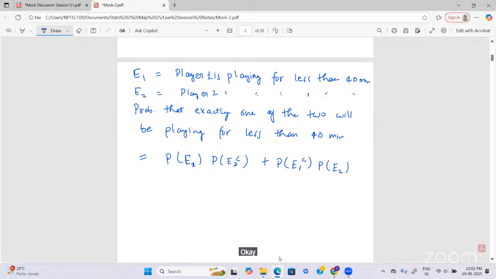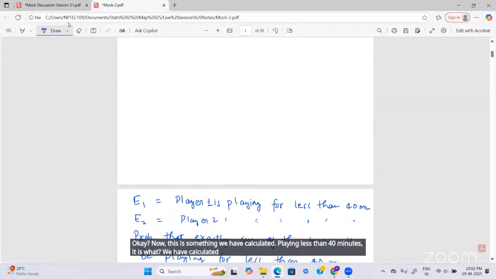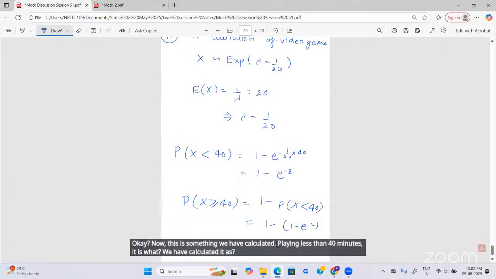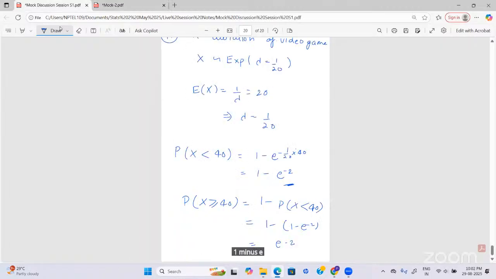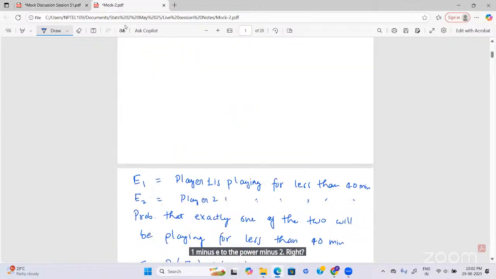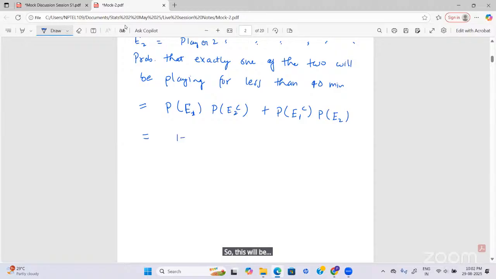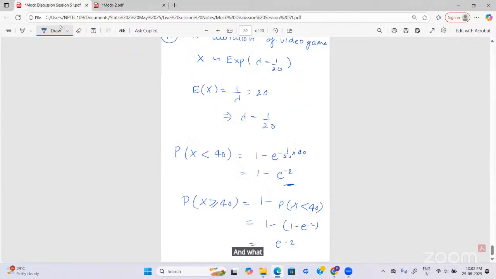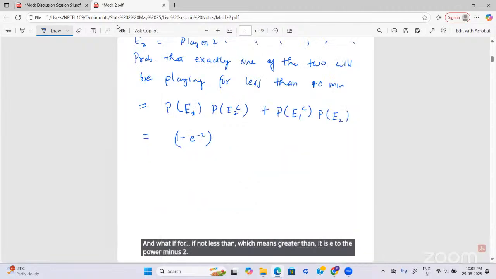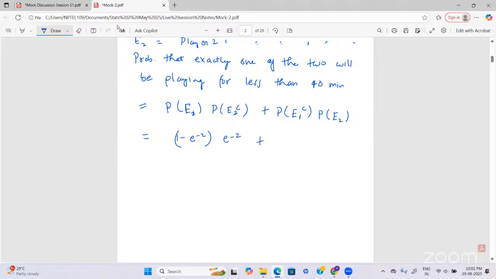Now this is something we have calculated. Playing less than 40 minutes is what we have calculated as 1 minus e to the power minus 2. So this will be 1 minus e to the power minus 2. And for not less than, which means greater than, it is e to the power minus 2. Is this thing clear to everyone?